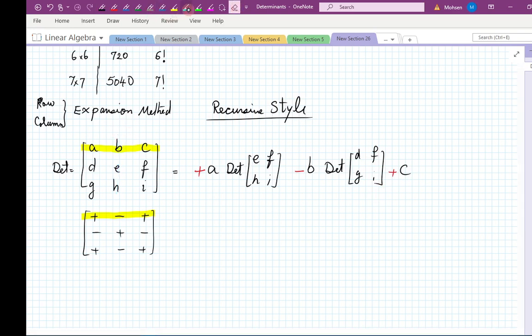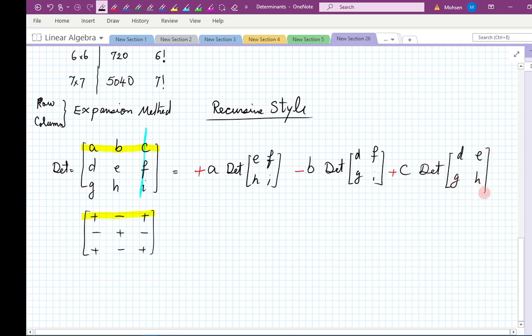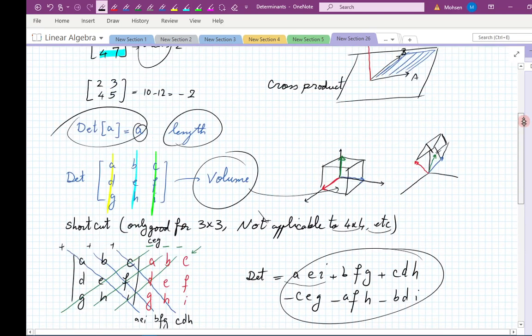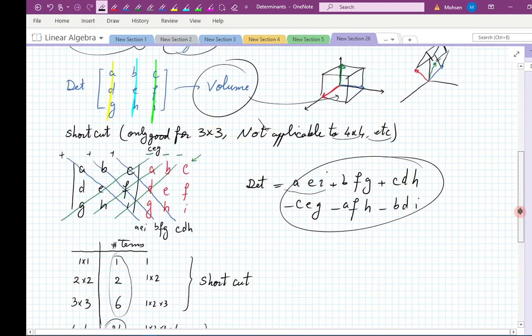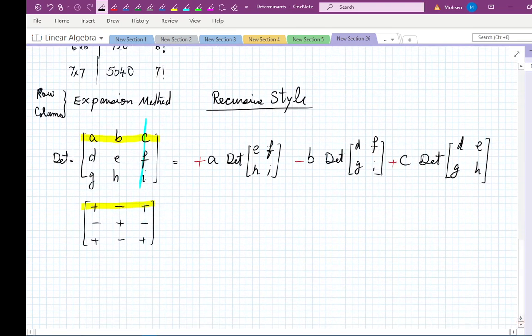Let's see. Okay, this time go after C. Eliminate the row and a column on which C is seated. See who's left. Take the determinant of that, D, E, G, H. Okay, 2 by 2. Either repeat this game again, or if you don't want to drive yourself up the wall, you can use that shortcut if you want to, whatever style you want.